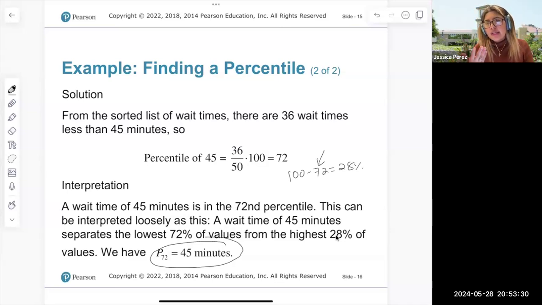So roughly, to get in line and get into the ride, about 72% of the people will wait around 45 minutes for a ride.